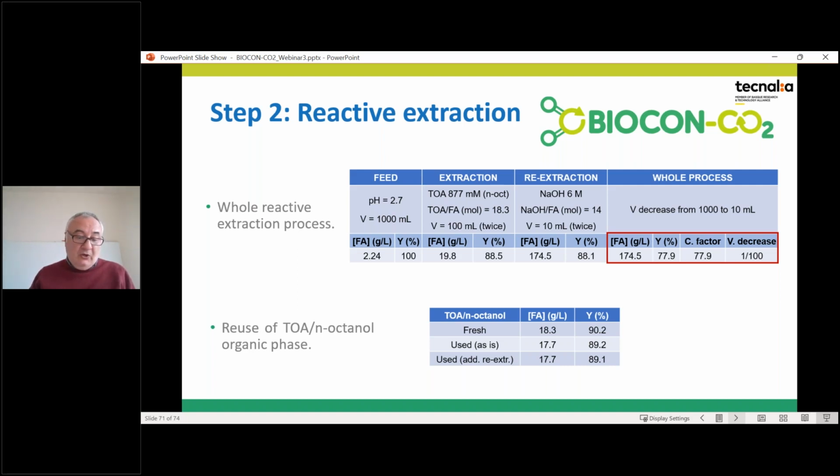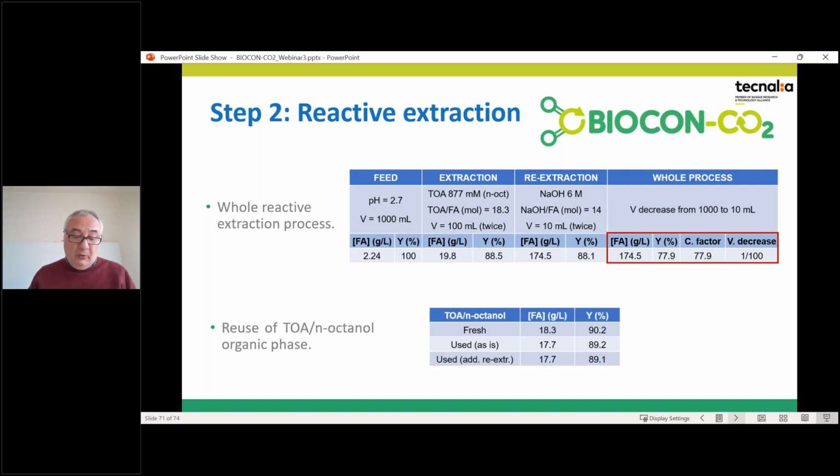A final solution was then obtained with a formic acid concentration of 174.5 grams per liter, which is 78 times more concentrated than the original feed. The total recovery yield for formic acid in the reactive extraction step was 78%, although probably it could reach 90% taking into account several adjustments related to the water co-extraction observed.